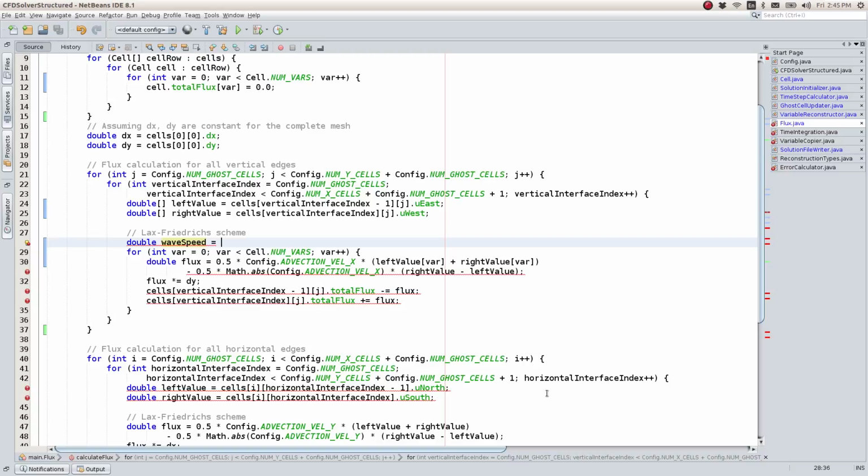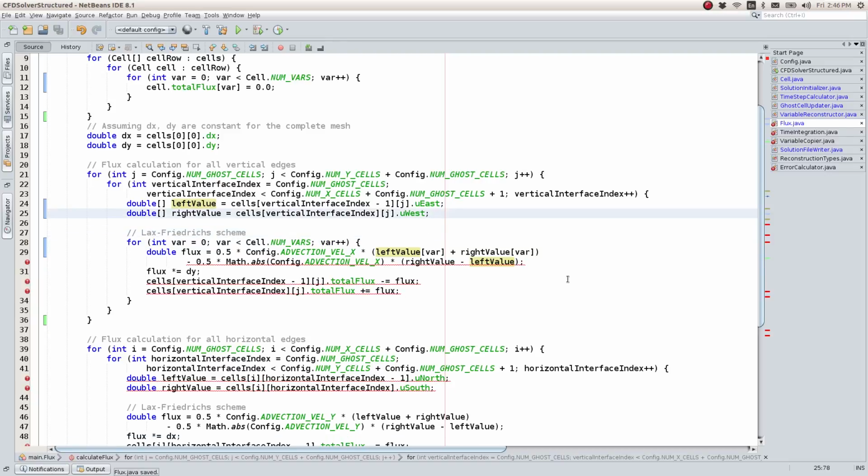okay, now I'll have wave speed left and wave speed right. So wave speed left is going to be equal to left value, left value is 0. Okay, I'm just thinking how should I do this. So let me define required variables first, and then I'll calculate the wave speed.